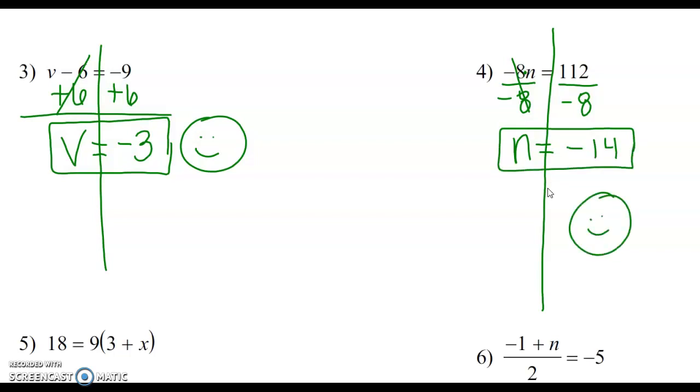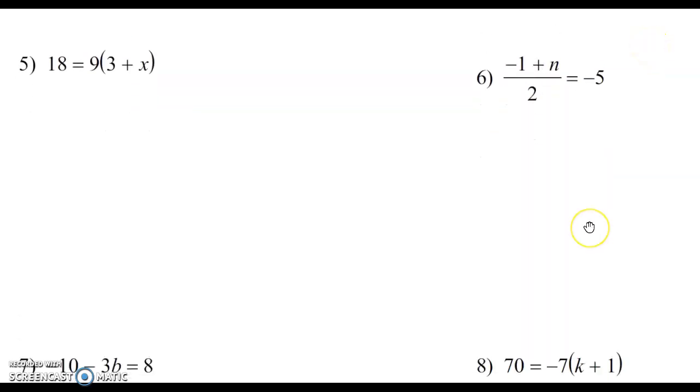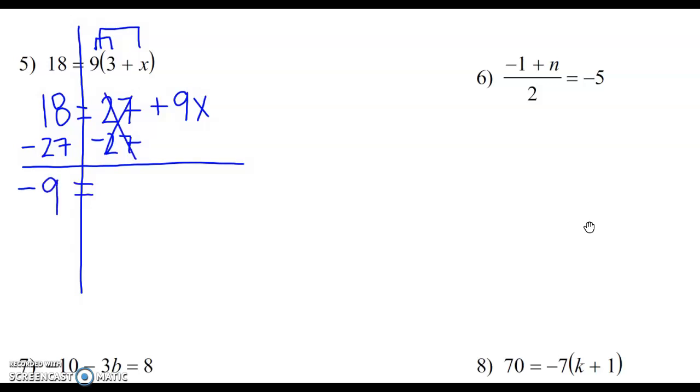So those were the one-step equations. So now, moving into the two-step equations. On number 5, I see first I'd have to simplify the right side by distributing. So I have 18 equals 9 times 3 is 27. 9 times x is 9x. So now to get x alone, which is on the right, to move a 27, I would subtract 27. What I do to one side, I have to do to the other side. So 18 minus 27 is negative 9.